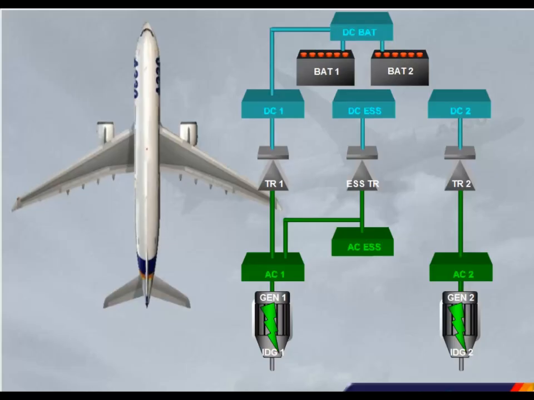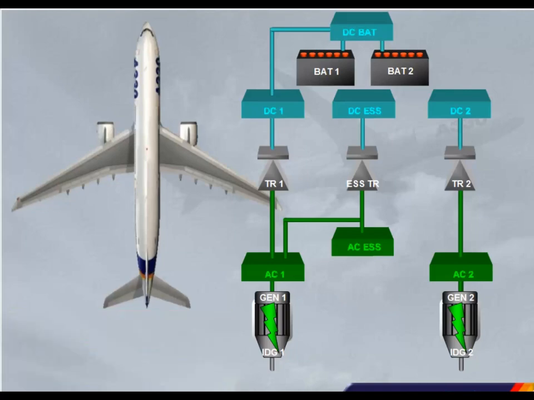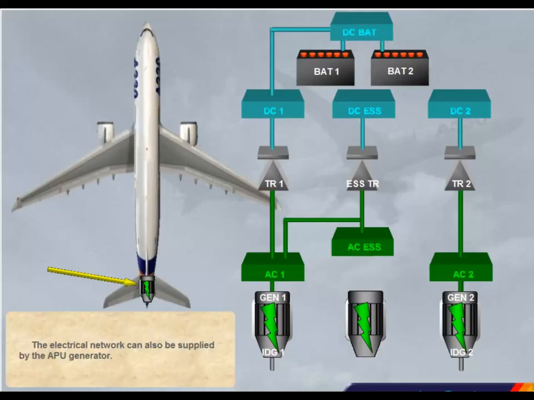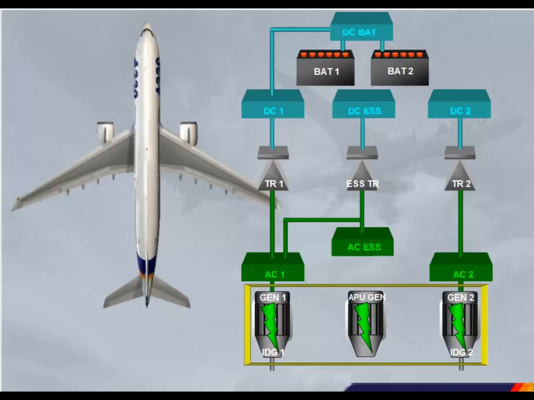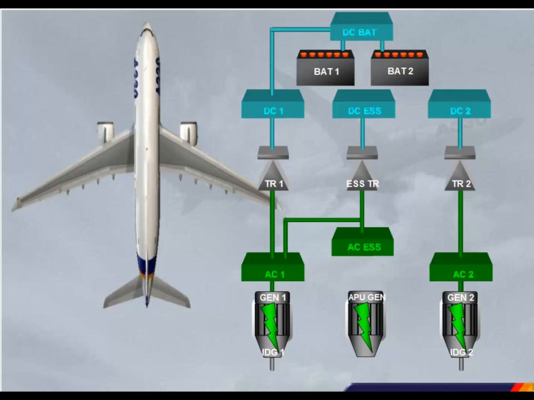We will now introduce some other components which supply the basic system. The electrical network can also be supplied by the APU generator. These three generators are all identical, and any one of them can supply the entire aircraft electrical needs. On the ground, the aircraft can be supplied by one or two external power sources.